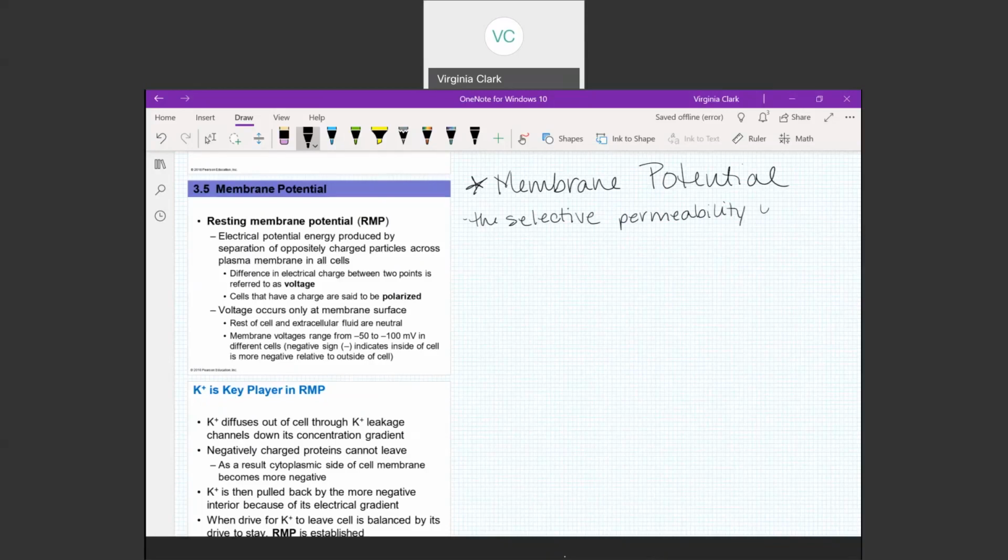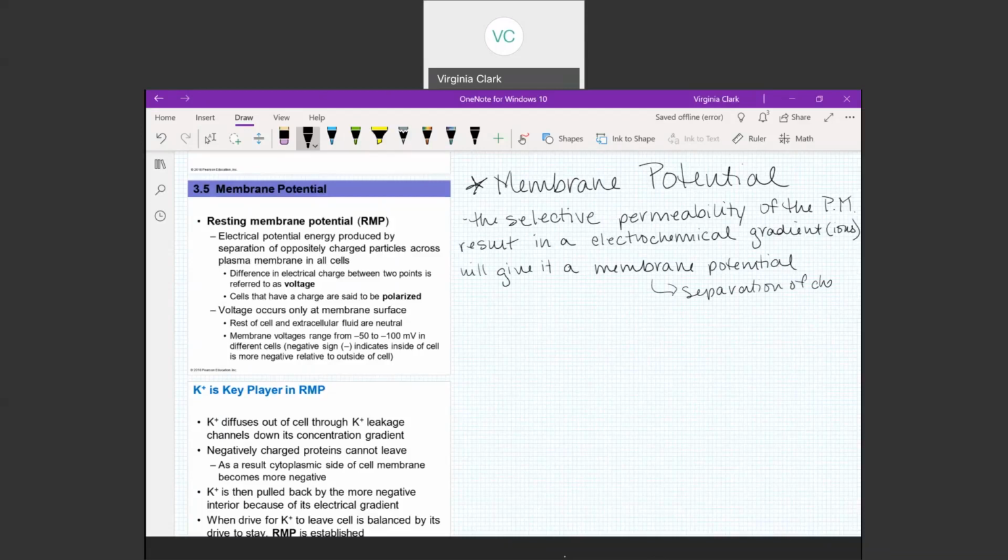The selective permeability of the plasma membrane, letting things in and letting things out that are super specific, will result in an electrochemical gradient. So you will have a gradient of chemicals or ions on either side of the cell, and it will give it a membrane potential. And this membrane potential is going to be a separation of charge.